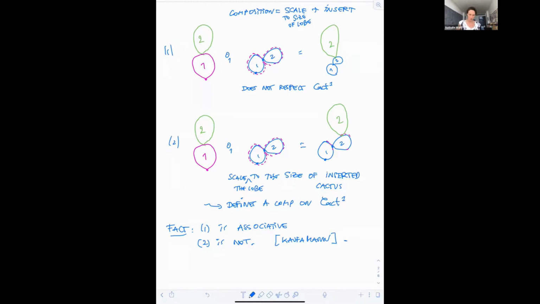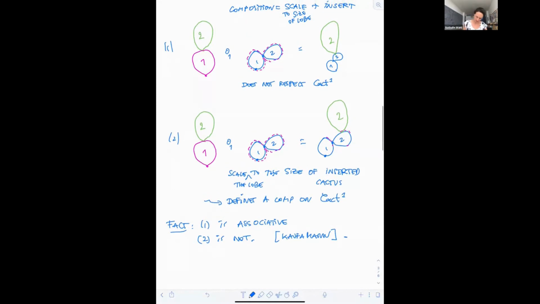Okay, so the question we wanted to address was: can one fix this? Can one use it to define an infinity operad?